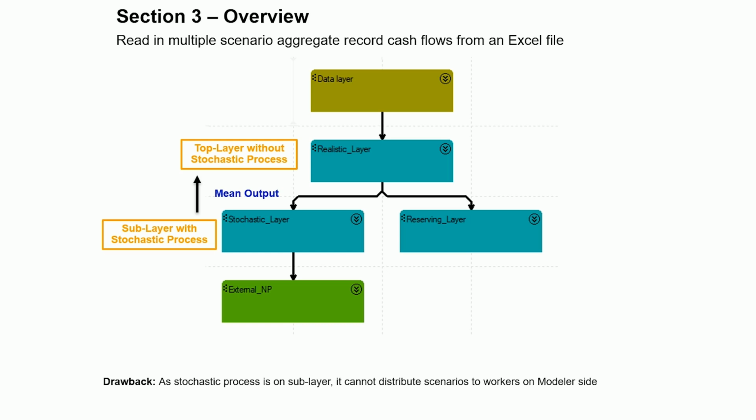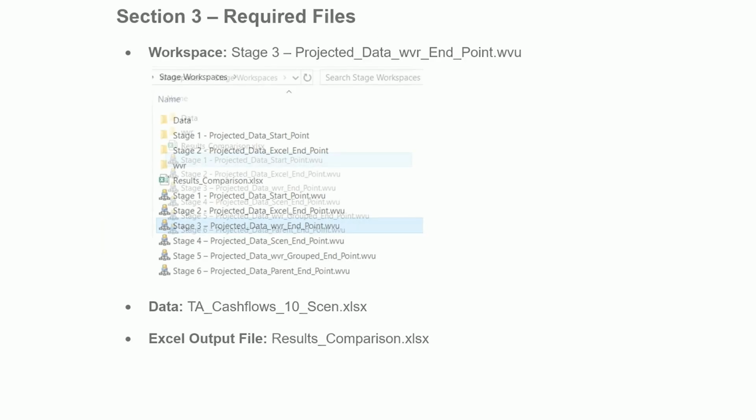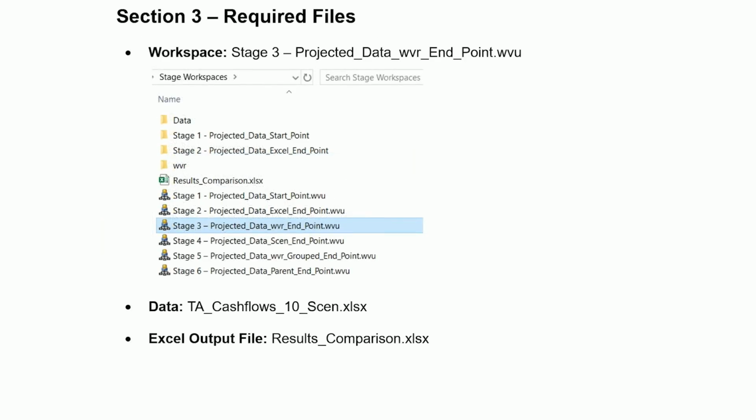An alternative way to do this would be to do the scenario runs and mean calculations in a separate model, and then feed those cash flows into the main model, thus allowing those calculations, which are not stochastic, to continue to run deterministically. In this example, we will add a sublayer. For this section, we will be working in the Stage 3 Projected Data WVR Endpoint workspace, and we will be using the TA Cash Flows 10 Scenario Excel file.